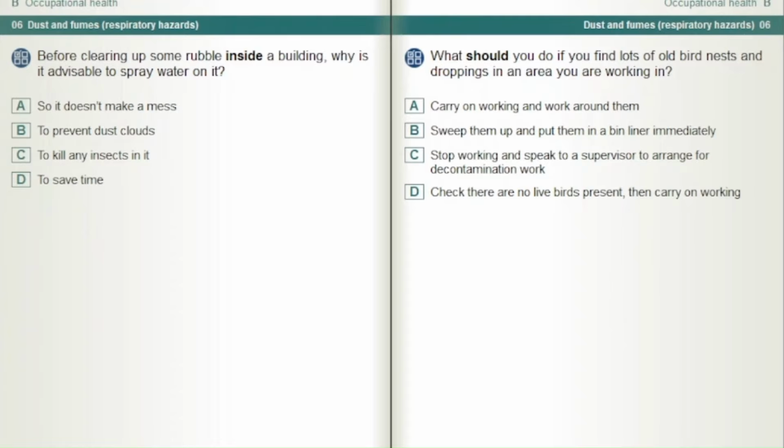What should you do if you find lots of old bird nests and droppings in an area you are working in? Carry on working and work around them. Sweep them up and put them in a bin liner immediately. Stop working and speak to a supervisor to arrange for decontamination work. Check there are no live birds present, then carry on working.